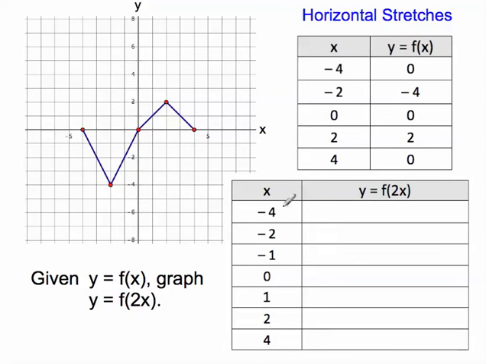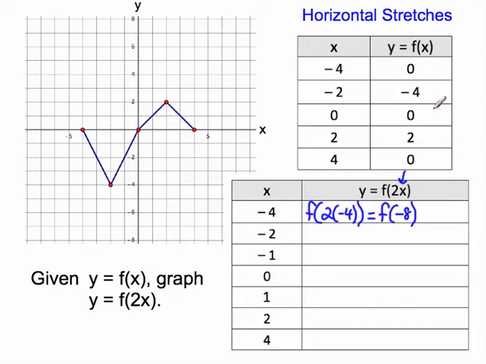Let's take a look at what happens. So when x is -4, f of 2x means f of 2 times -4. And 2 times -4 is -8, so we're looking for f of -8. We have to plug in the x value we're given, -4, for x here, multiply it by 2 before we can evaluate the function. Now we've got f of -8.